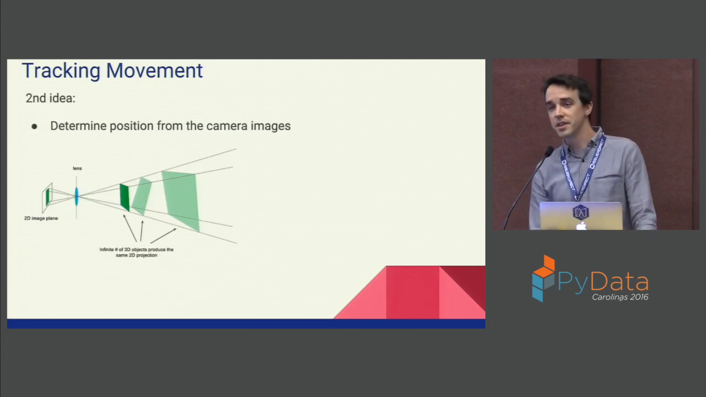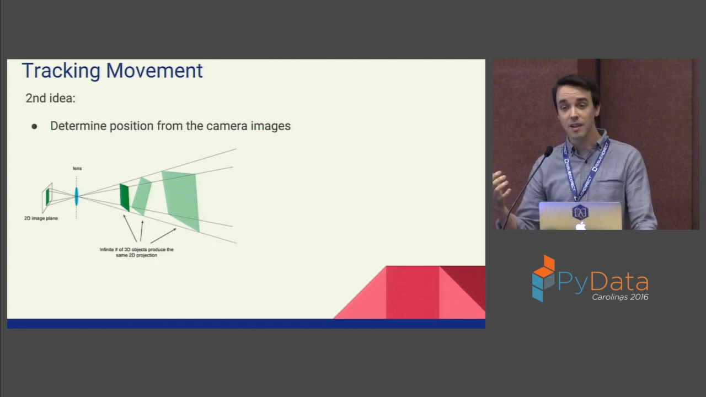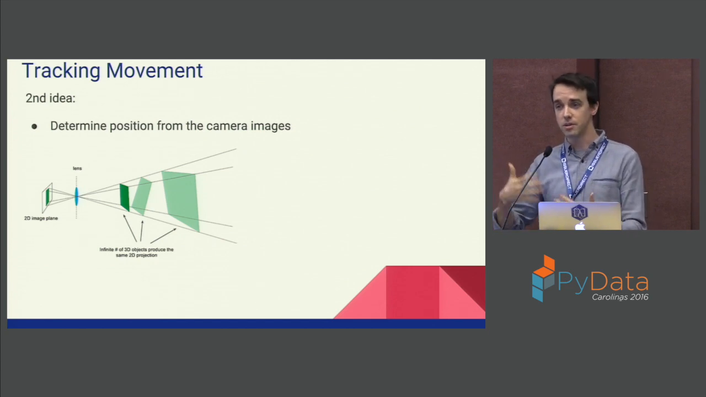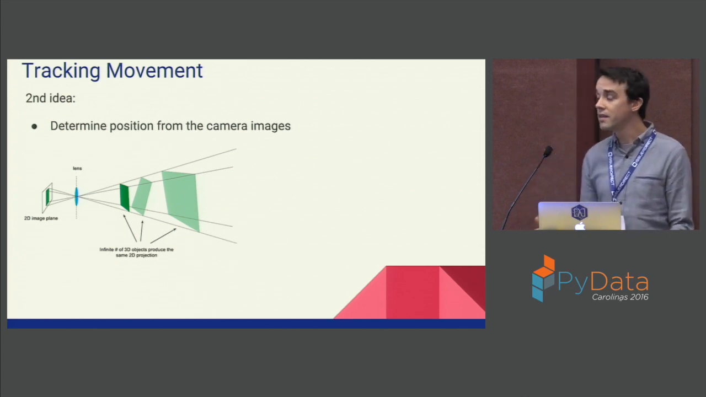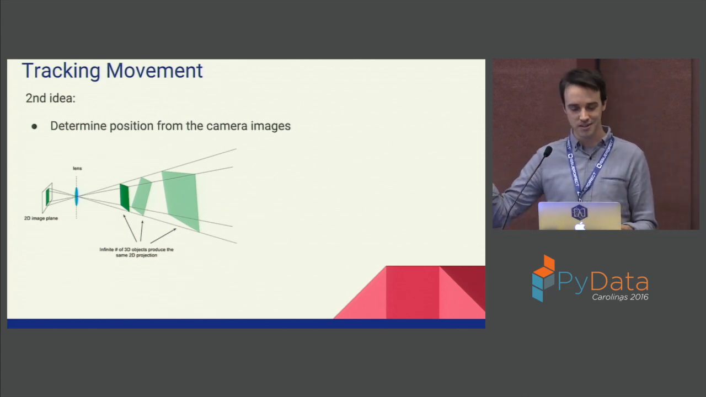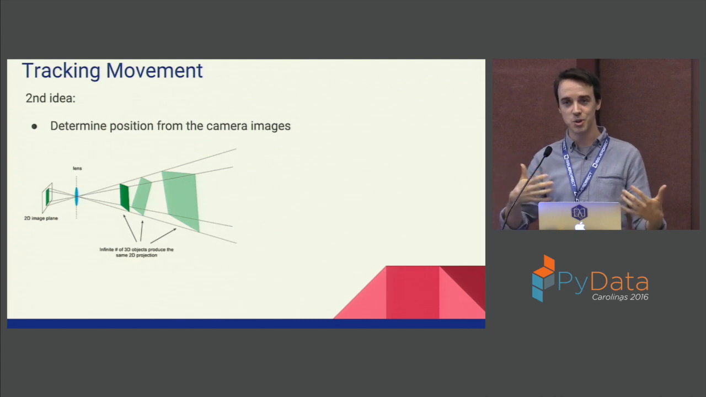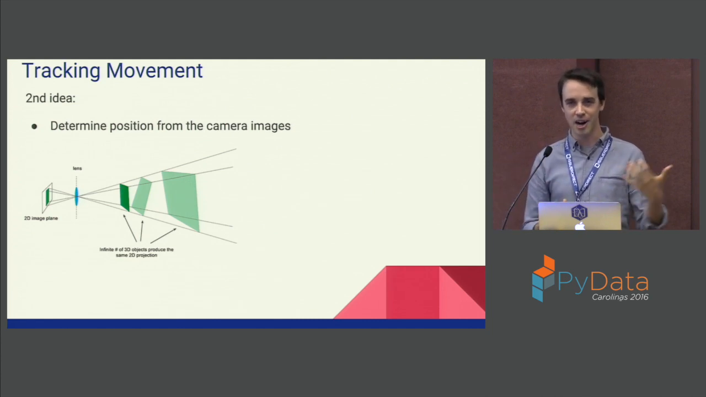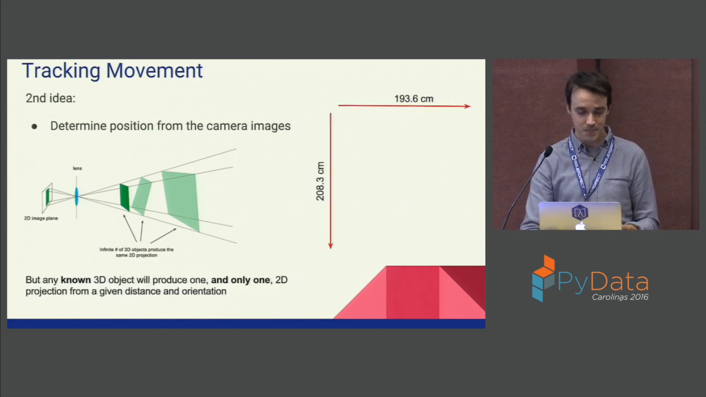The challenge with this approach is that a camera sensor, much like the retina in our eyes, collapses the 3-dimensional world onto a 2-dimensional representation, a 2-dimensional plane. So this means that there are an infinite number of 3-dimensional objects in the world that will produce the exact same 2-dimensional projection. A bigger object farther away will look the same as a smaller object that's closer to you.